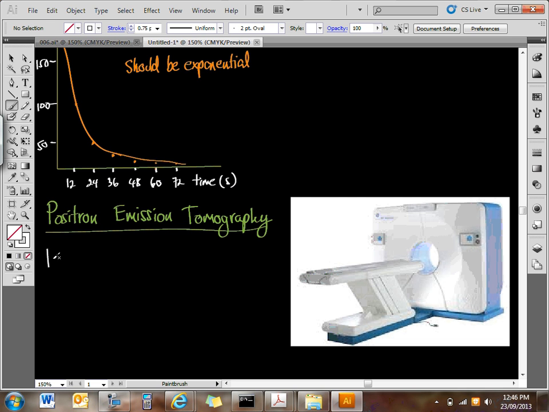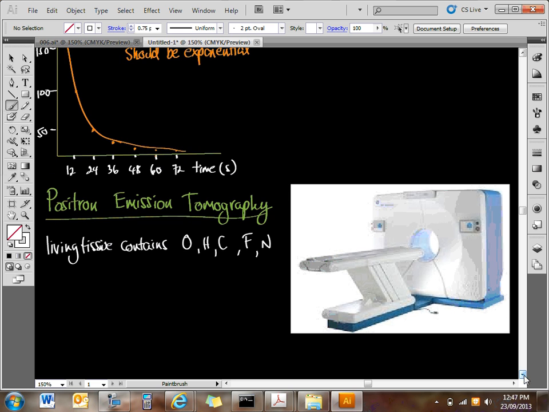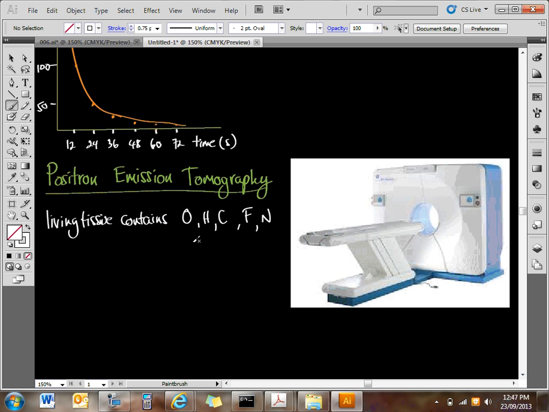What does it use? Well, see, living tissue contains lots of elements: oxygen, hydrogen, carbon. What else did I say? Fluorine and nitrogen. Now, it depends on the place in the body that you're looking at. I mean, of course, there's different concentrations of this stuff. Hydrogen and carbon are throughout the body, they're everywhere. But fluorine and oxygen and nitrogen, not so much.